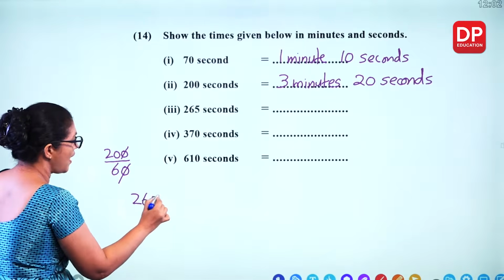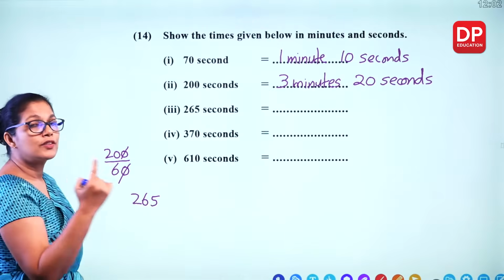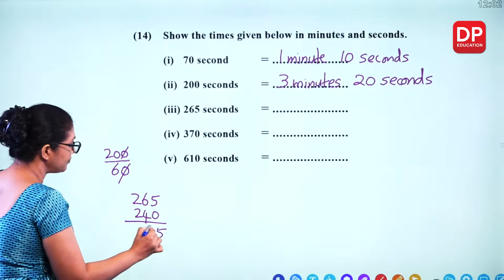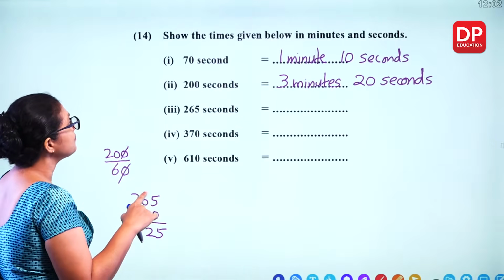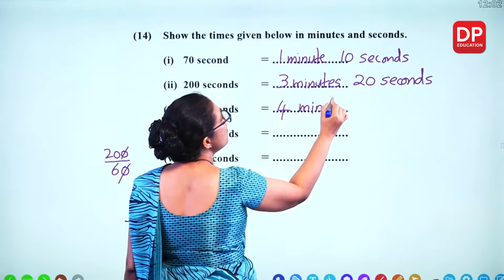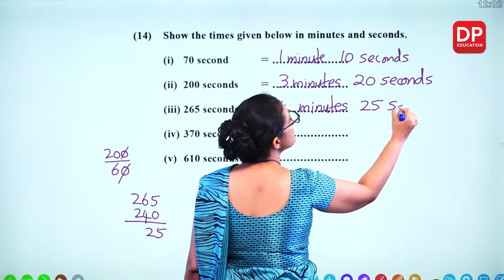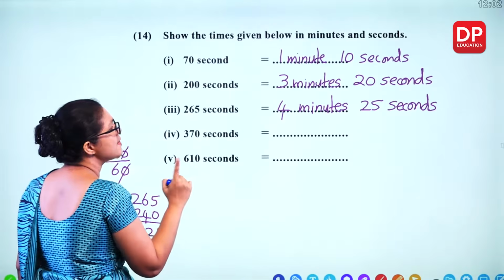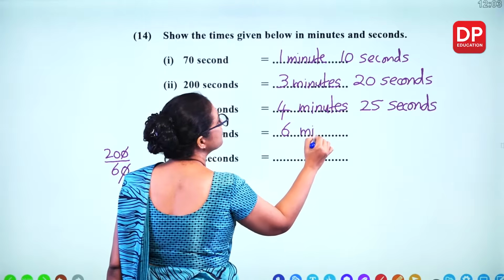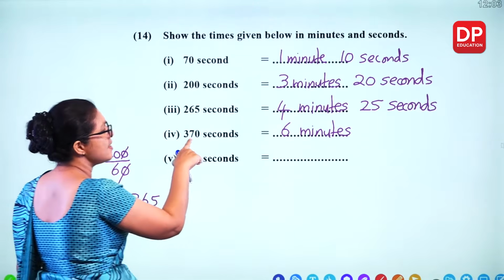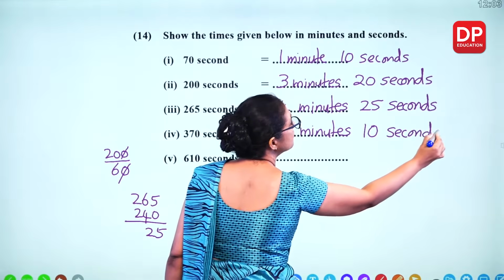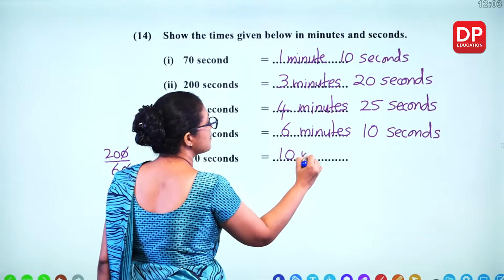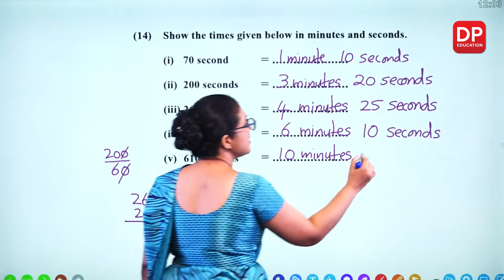265. 265 divided by 60. So how do you get it? So you get 240. What's the remainder? 25. So 240 means 4 minutes. 4 minutes and 25 seconds. 370. So you get 360. That means 6 times 60, 6 minutes. So that's 360. Extra 10 seconds are there. 610 divided by 60, you get 10. That's 600. So 10 minutes, that's 600 and 10 seconds are there.